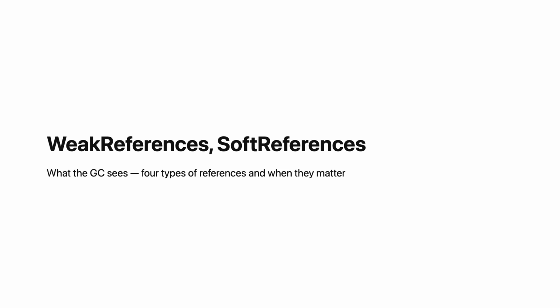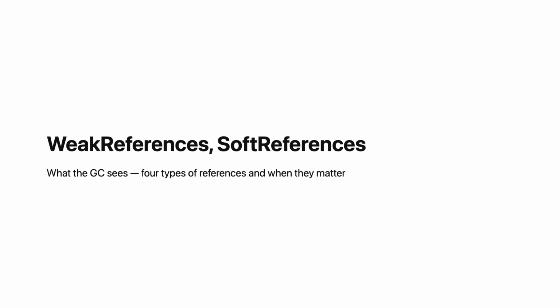Understanding these reference types gives you fine-grained control over memory, the ability to say keep this if you can, but let it go if you must. Today we are going to explore strong references, weak references, soft references, and phantom references.